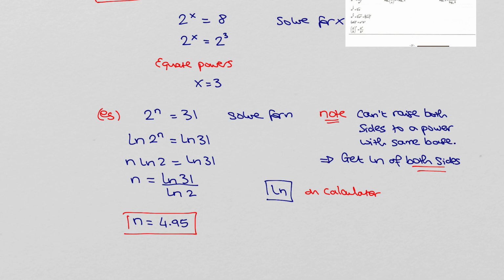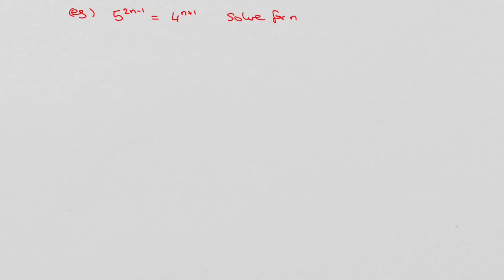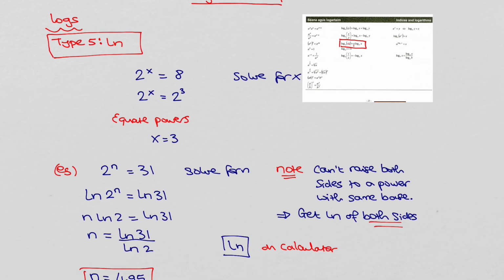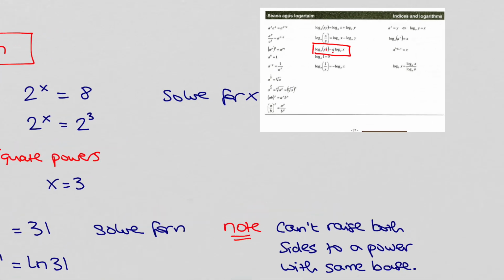So let's have a look at another example. So here we have 2 terms on each side of the equation that both have an n in it. So again, what I'm going to do is get log of both sides. So we have natural log of 5 to the power of 2n minus 1 equals natural log of 4 to the power of n plus 1. So again, applying that same rule of bringing down the power from page 21 in our tables.